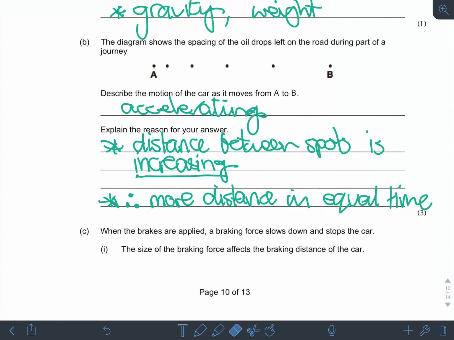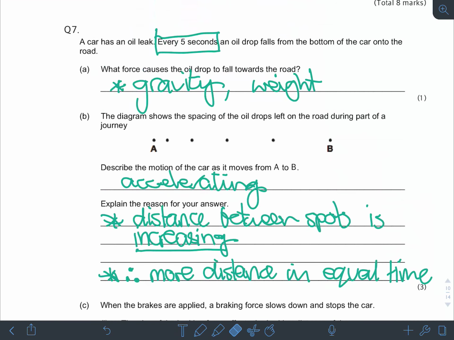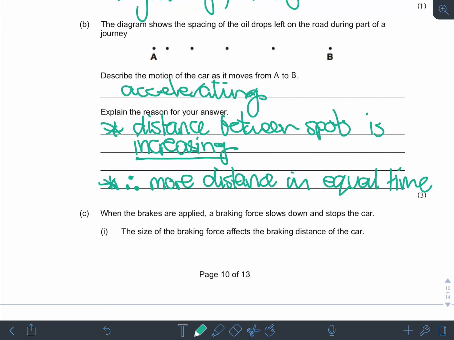The distance between the spots is increasing, but it could be increasing because the oil drops are getting less frequent. You see, they could be getting less frequent, but we know that that's not true because it says that it's every 5 seconds. So you have to say we know that they're 5 seconds apart and the distance is bigger each time, right? So therefore, speed is greater.